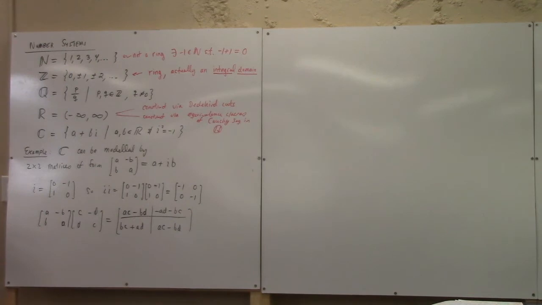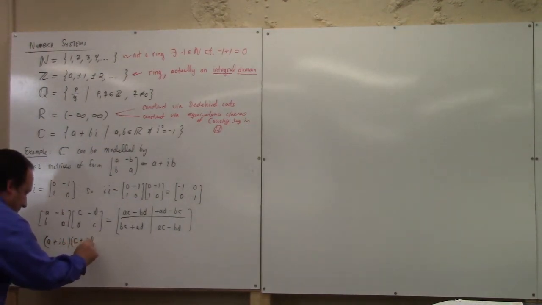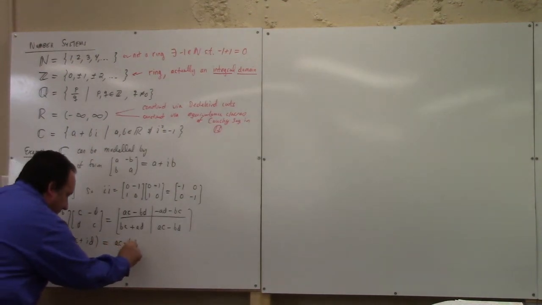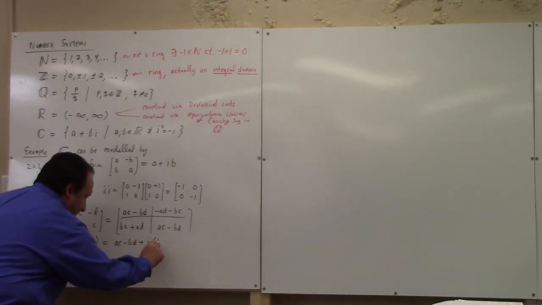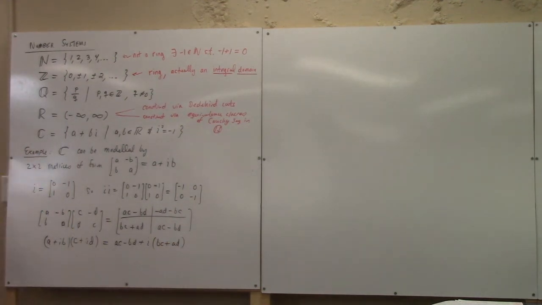So this is just 2 by 2 matrix multiplication, right? But that's complex number multiplication if you just change notation, right? This is A plus IB times C plus ID is equal to what? It's equal to AC minus BD plus I times BC plus AD. Well, that's exactly how we multiply complex numbers, see?